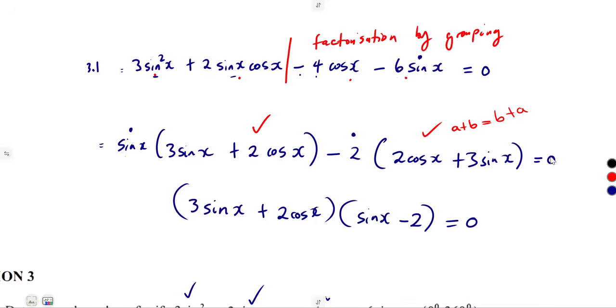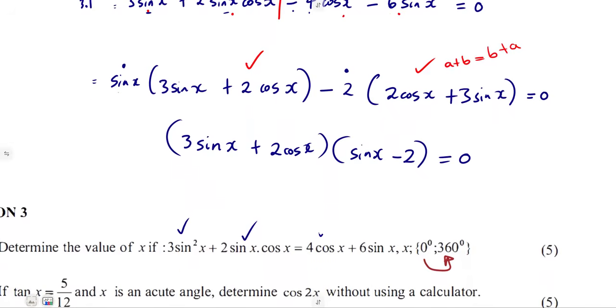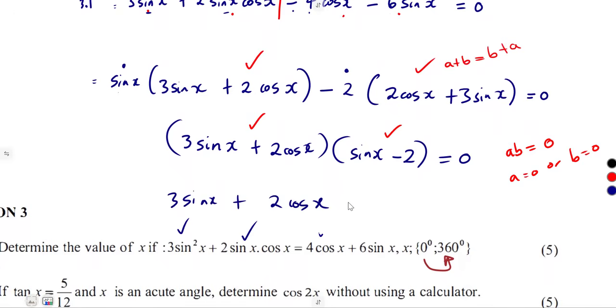So that is it, guys. We can solve using the zero concept. Remember, from our algebra, two brackets being equal to 0, or the product of two terms being equal to 0, one of these is supposed to be equal to 0. So this must be equal to 0, or this must be equal to 0. That's it. 3 sine of x plus 2 cos of x must be equal to 0, or this bracket where we've got the sine of x minus 2 must also be equal to 0.